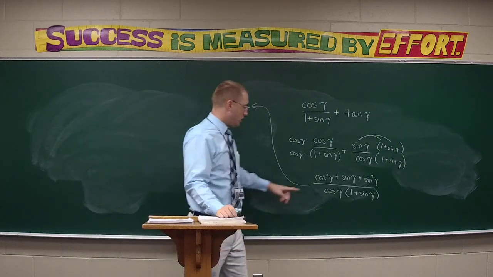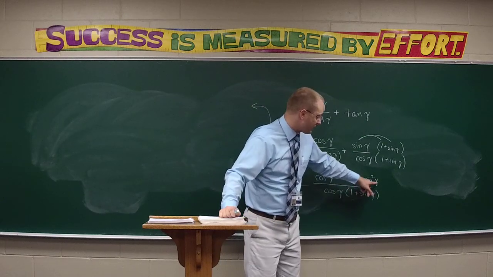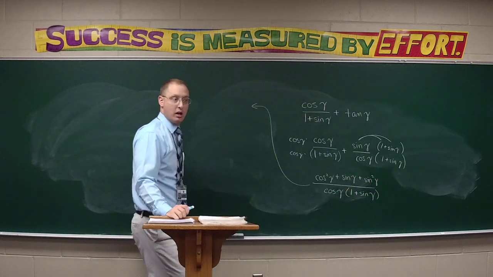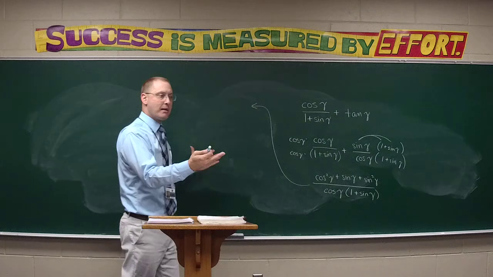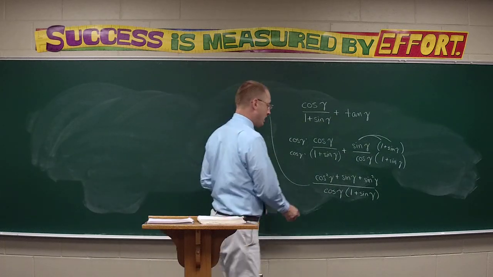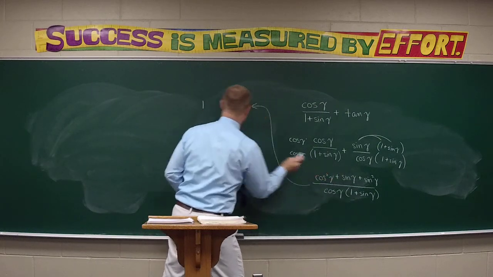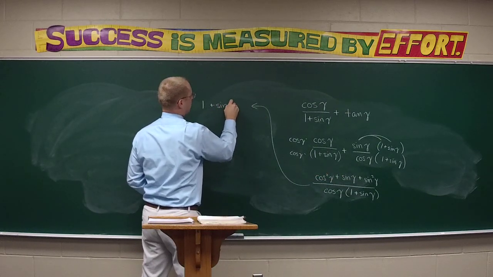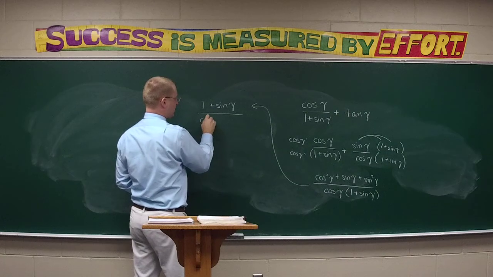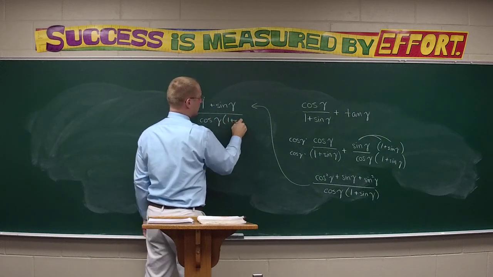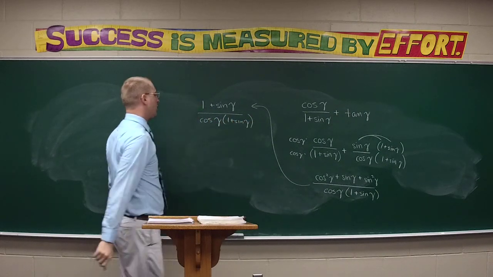I see a cosine squared, and a little later on I see a plus sine squared. Cosine squared and sine squared, anytime you see them together added, they're a 1. So together, that makes 1. Now there's still a plus sine gamma, that's not gone, but it's there. All over cosine gamma times 1 plus the sine of gamma.